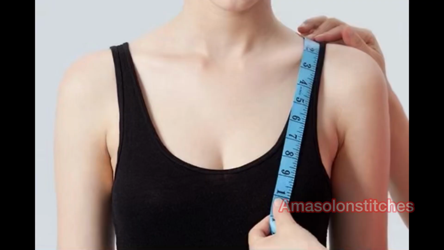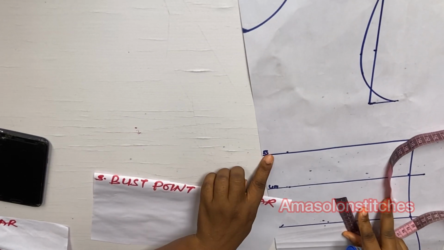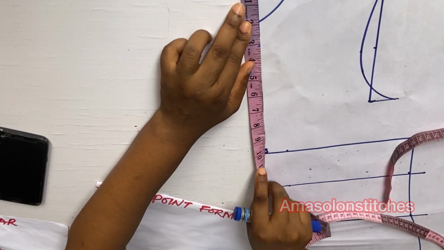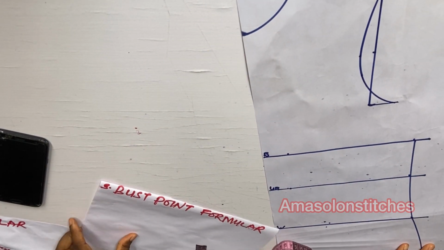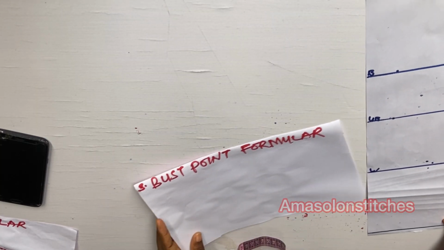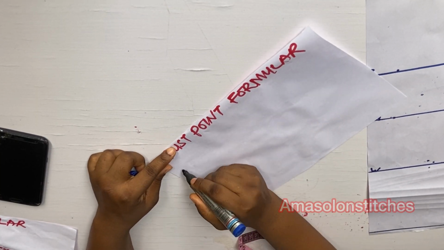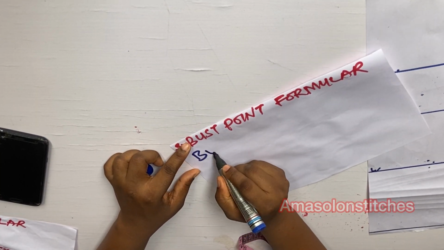It's very simple. Then the next thing is your shoulder to bust point. In case you forgot to take the person's shoulder to bust point, don't worry, this video has covered everything. Let me show you on the pattern paper. On this pattern paper, what I have here is shoulder to bust point 10 inches. So let us do an example. Let me give you an example on how to go about it.